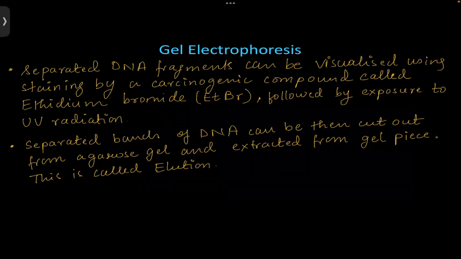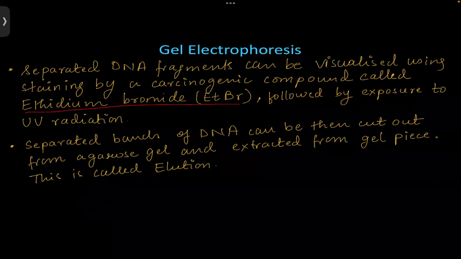So how do they visualize it? They visualize it using a carcinogenic compound called ethidium bromide. While handling this particular chemical, people have to be really careful, and they have to wear gloves and make sure that this compound doesn't touch their skin, as well as this compound has to be disposed of very carefully.